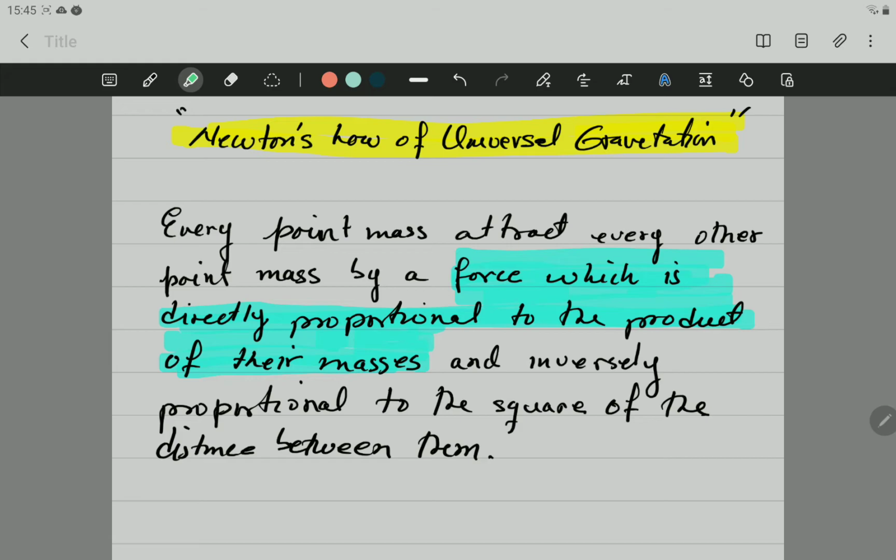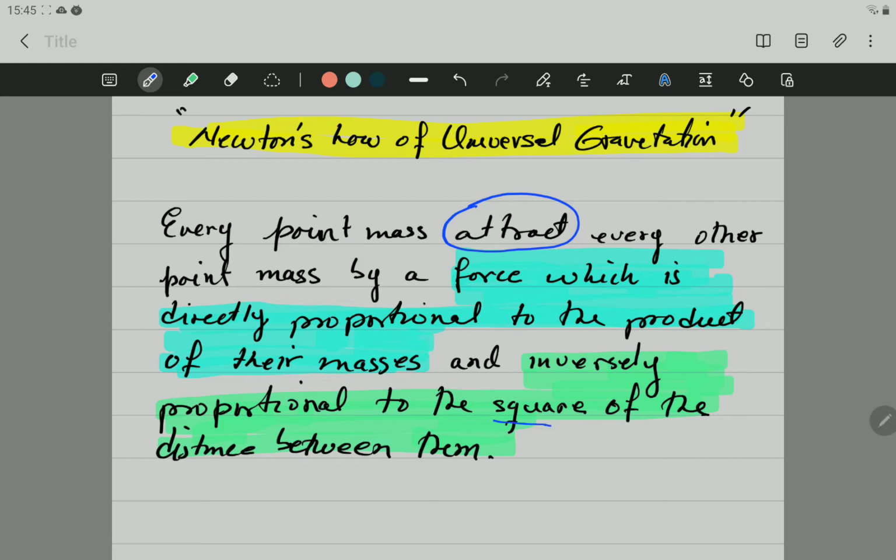The second important thing is that it is inversely proportional to the square of the distance between those two objects. So these are the two important parts of this law. First one, the force, which is the force of attraction. So this is an attractive force. That is important. It's always an attractive force between any two objects in the universe, directly proportional to the product of the masses and inversely proportional to the square of the distance between them.